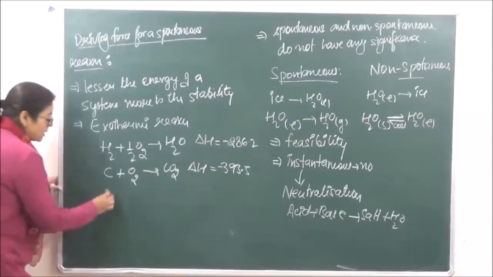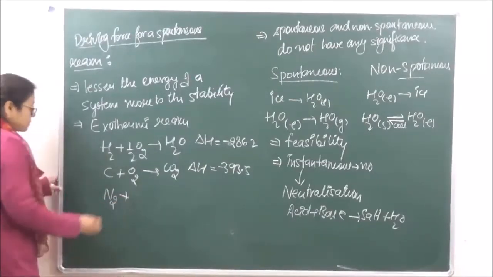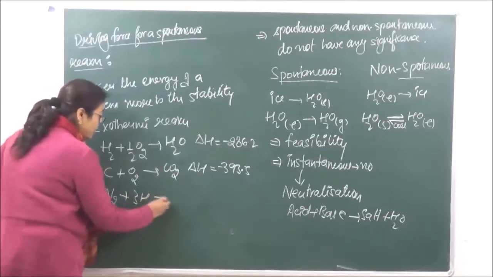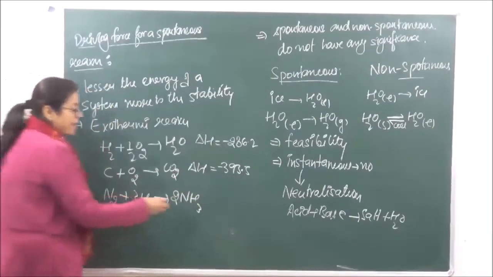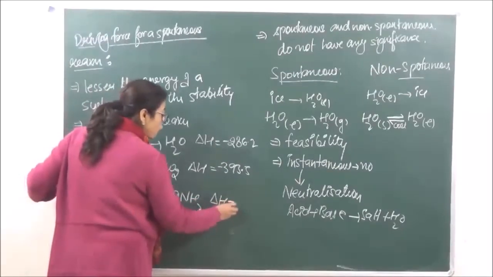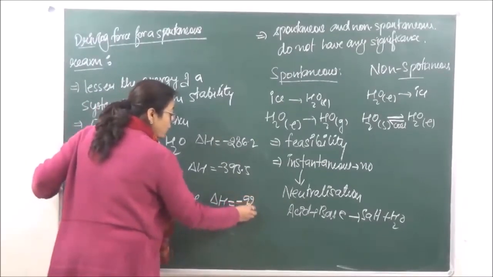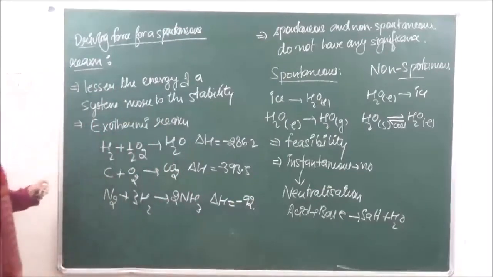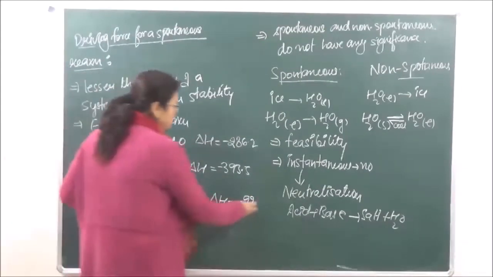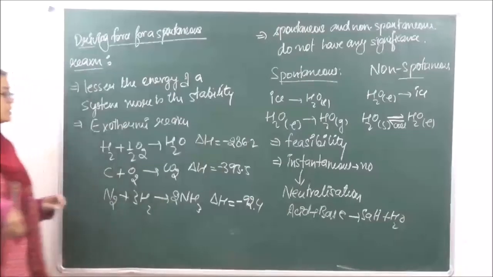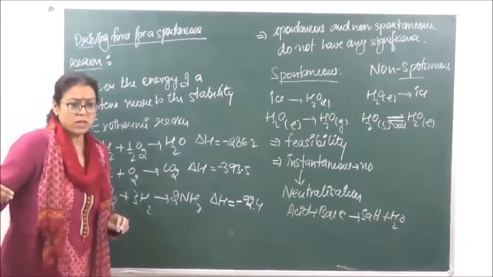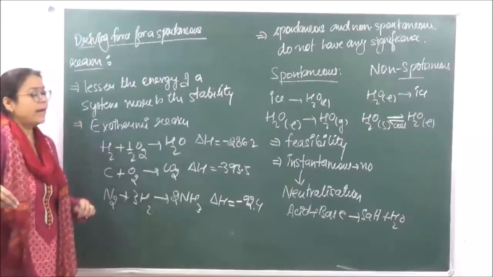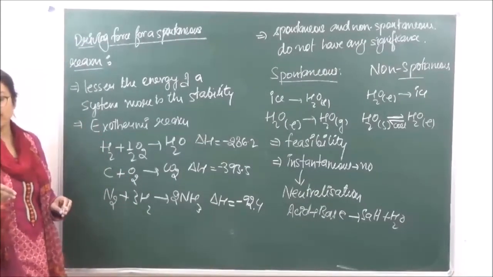Similarly, we come to another reaction, N2 plus 3H2 to give us 2NH3. Delta H for this reaction is also seen to be negative, of the order of minus 92.4 kilojoules per mole. So all these reactions, as we see, are exothermic, as a result of which they are losing energy and hence they are going to become spontaneous.